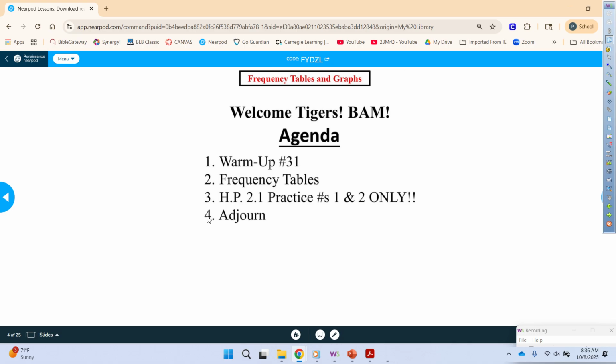Copy the agenda, please. Warm-up number 31 done. We're in the middle of frequency tables. And tonight's home play, numbers 1 and 2 from 2.1 practice, in a little bit. Once again, today we have a minimum day. We're moving pretty quickly because we only got about 30 minutes for the session. So make sure you're keeping up with your notes.